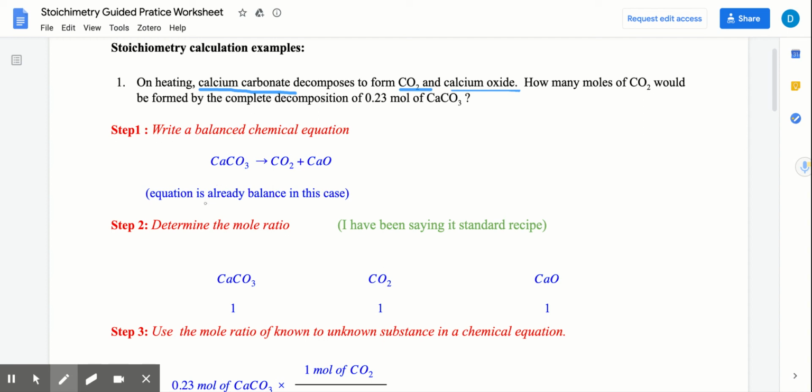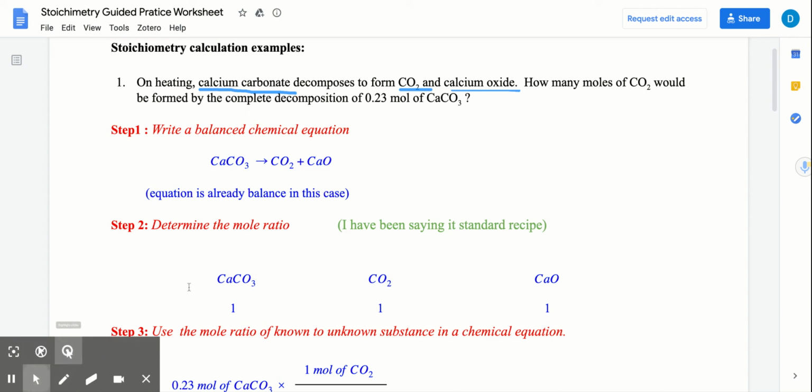If I look at the equation here, you can see there is one calcium on either side, one carbon, and we've got three oxygens here, whereas there are two here and one. That means three oxygens on the right side, that is, on the product side. So the reaction given here is already balanced.